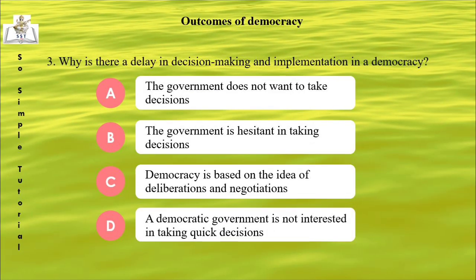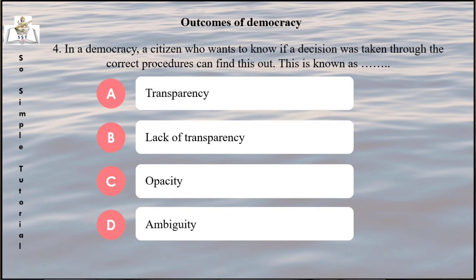Why is there a delay in decision making and implementation in a democracy? Democracy is based on the idea of deliberations and negotiations, so option C is correct. In a democracy, a citizen who wants to know if a decision was taken through the correct procedures can find this out. This is known as transparency, so option A is correct.